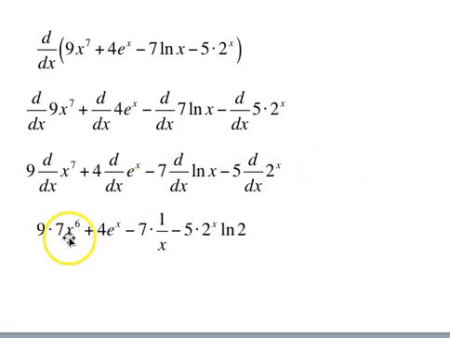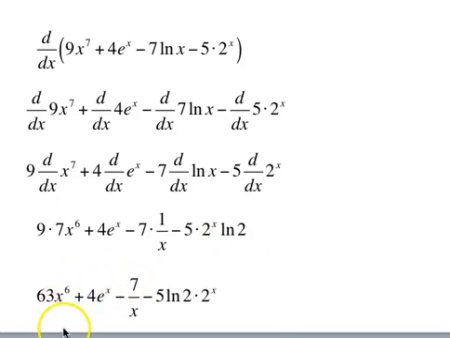So you see 9 times 7x to the 6th plus 4 times the derivative of e to the x, which is e to the x, minus 7 times 1 over x, minus 5 times 2 to the x log 2. 9 times 7 is 63. 7 over 1 times 1 over x would be 7 over x. And then we could just rewrite this as 5 log 2 times 2 to the x if we're so inclined to do that.